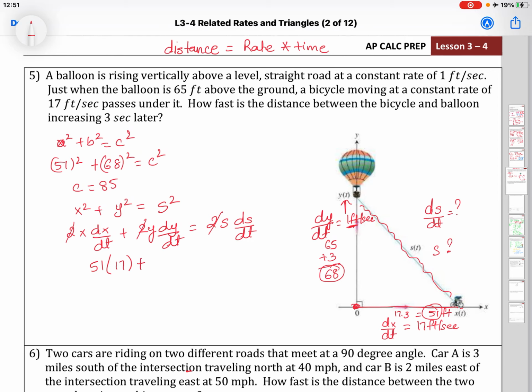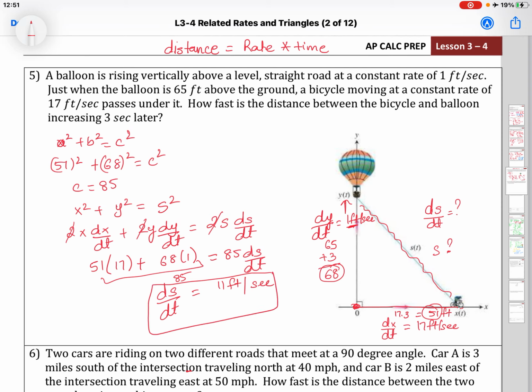So x is what? x was 51 times 17 plus 68 times 1 equals 85 times ds/dt. So if I solve all this, I get ds/dt to be, I'm going to add this and divide by 85. That's what you're doing. And that would be 11 feet per second. So that's your answer. So I hope you understand these questions.